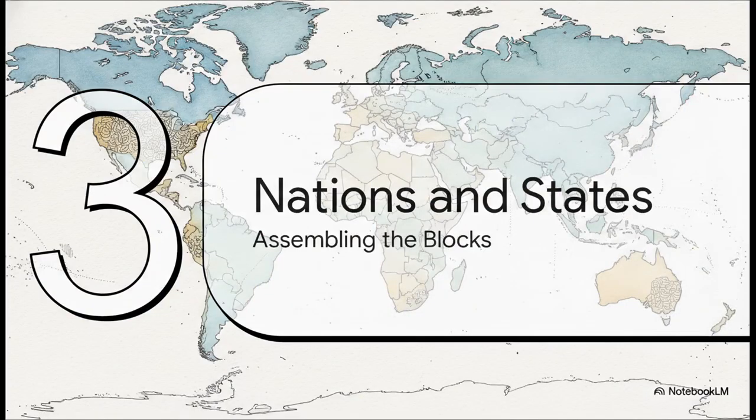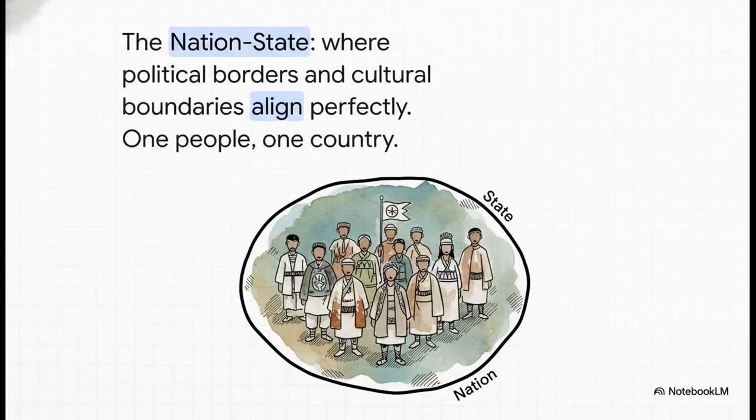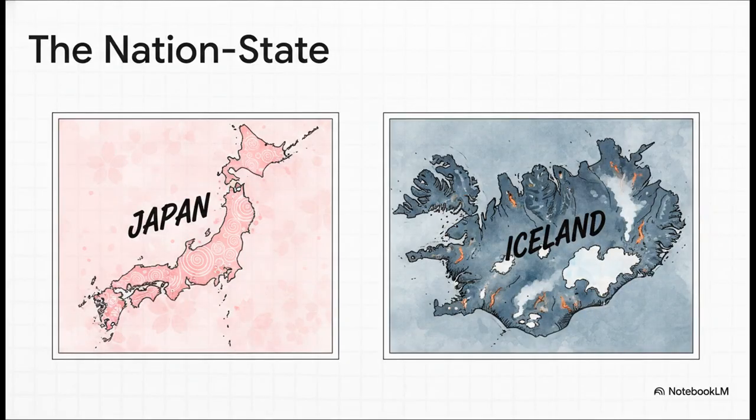All right, now for the really fun part, we get to see what happens when we start mashing these two building blocks, states and nations, together in all the different ways they show up on the world map. Now, in a perfect world, at least for some people, the political borders of a state and the cultural boundaries of a nation would line up perfectly. One people, one country. Super clean, super simple. And this arrangement has a name. It's called a nation-state.